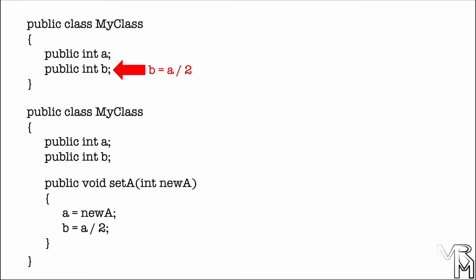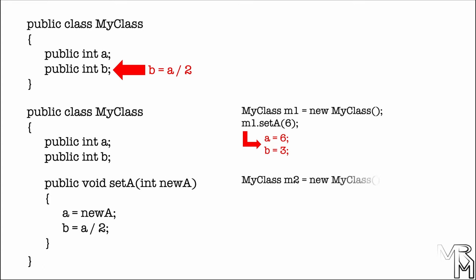Now, if we instantiate the class and call the setA method passing 6 as a parameter, it will set the value of a to 6 and the value of b to 3, which is just what we need. However, since the variable a is still public, we can also modify its value directly, which might result in something unwanted. And to prevent that, we should make the variables a and b private, so that there is only one way to change their values: by using the setA method.